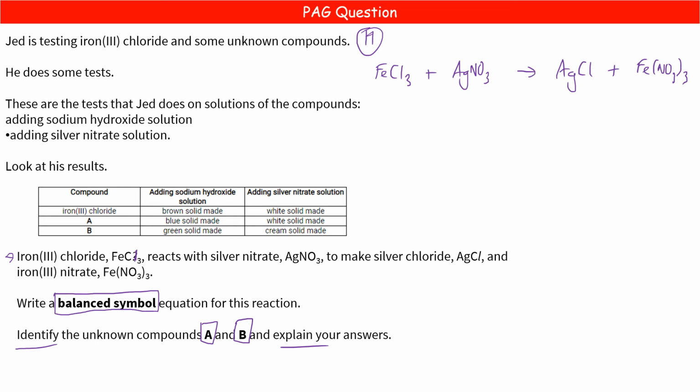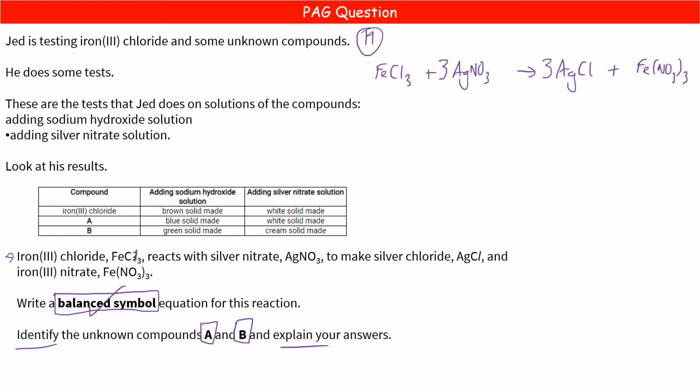Is it balanced yet? Well, I'd suggest start off with the nitrate ion. We've got 3 nitrate ions on the right, 1 on the left. So start by putting your 3 in there. So we now have 3 nitrate ions on the left, 3 nitrate ions on the right, fine. But we've got 3 silvers on the right, so we need to add a 3 in front of our silver nitrate on the left, and what do you know, 3 chloride, balanced. So first bit, job done.